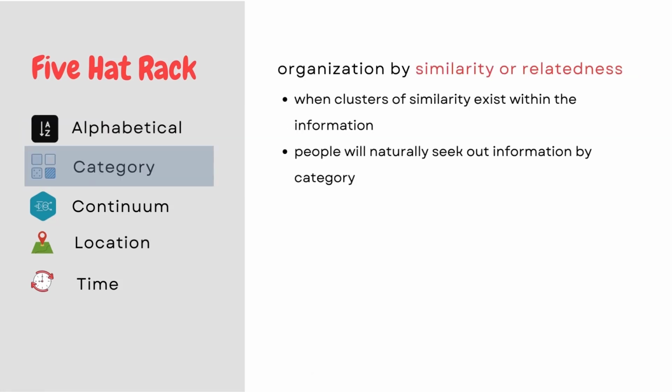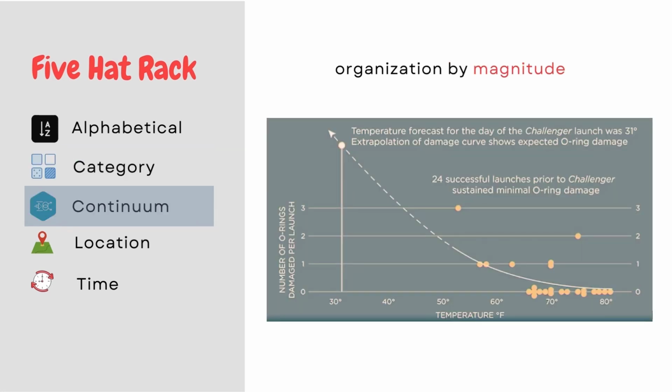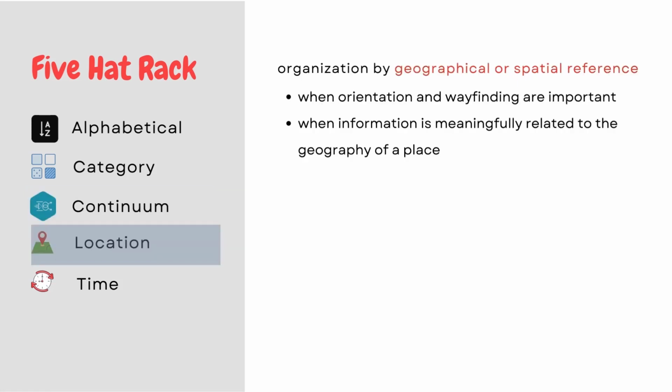Then comes category, which refers to organization by similarity or relatedness. Organize information by category when clusters of similarity exist between the information, or when people will naturally seek out information by category. A person searching for an automobile might want to browse by categories such as car, truck, or van. Continuum refers to organization by magnitude. Organize information by continuum when comparing things across a common measure, for example, the effects of temperature on O-ring damage.